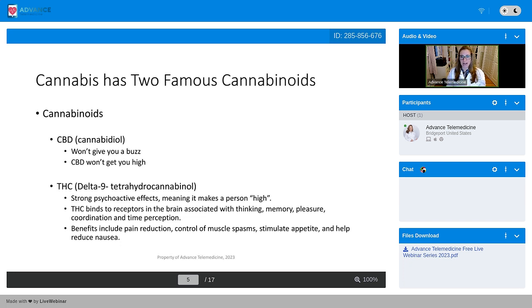As you can see here, I did list some benefits that THC is known for. It can help reduce pain, it can control muscle spasms, it can help with appetite, and it also can help with nausea. I did not list the benefits of CBD because there's actually just too many to list. CBD can affect every system in your body and have some amazing effects.